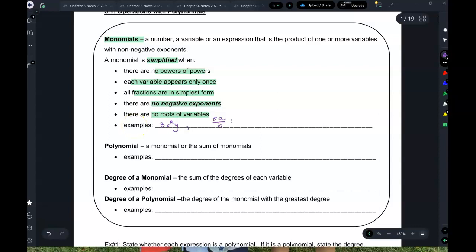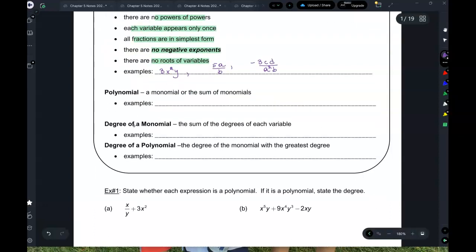And then another example would be, let's say, negative 3cd over a squared b, right? Again, there is a negative out front only because the monomial itself is negative, but it's not being added or subtracted from something else. Okay? All right, a polynomial is a monomial or the sum of monomials.